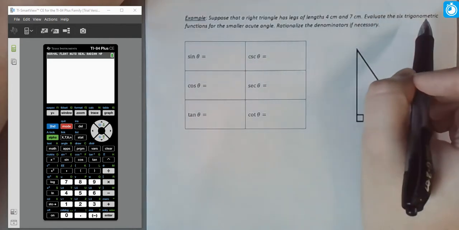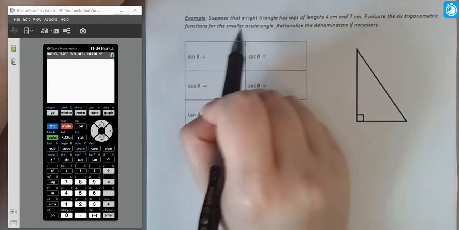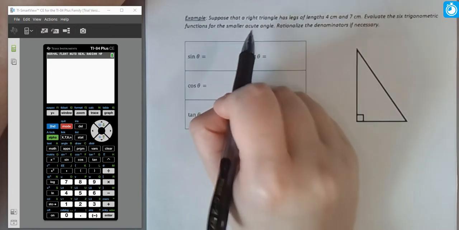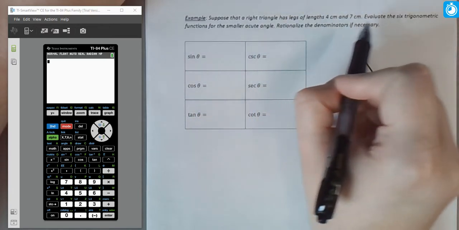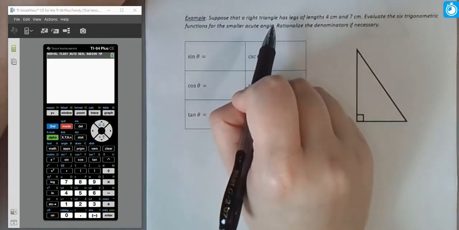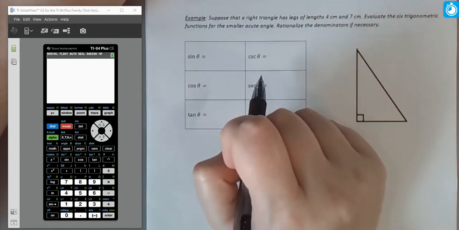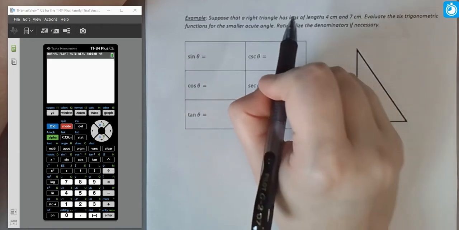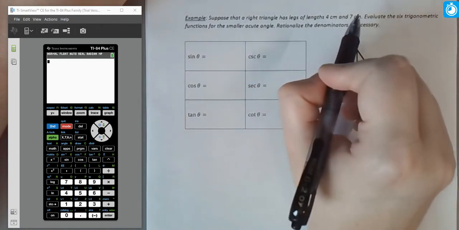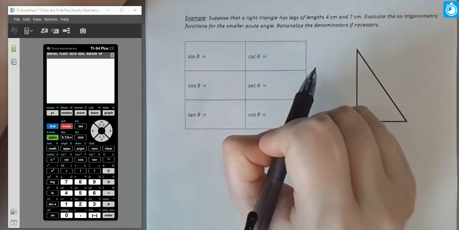We want to evaluate the 6 trigonometric functions for the smaller acute angle, and then we want to rationalize the denominators if necessary. We'll come back to this direction and talk a little bit more about that as we get there. Okay, so the leg lengths are 4 centimeters and 7 centimeters.